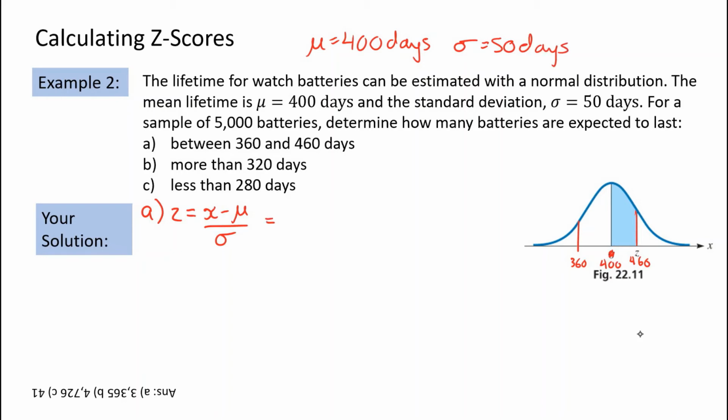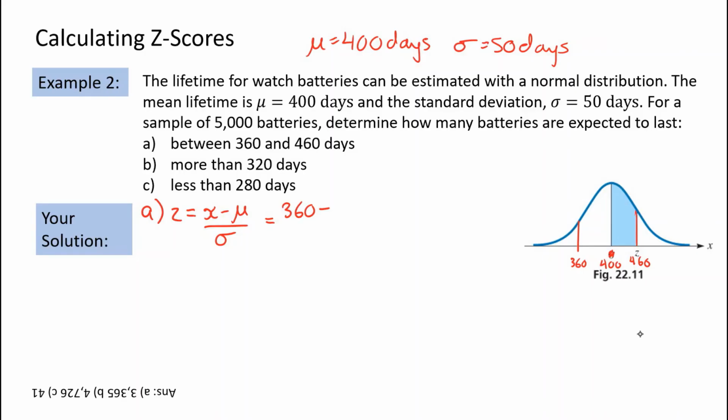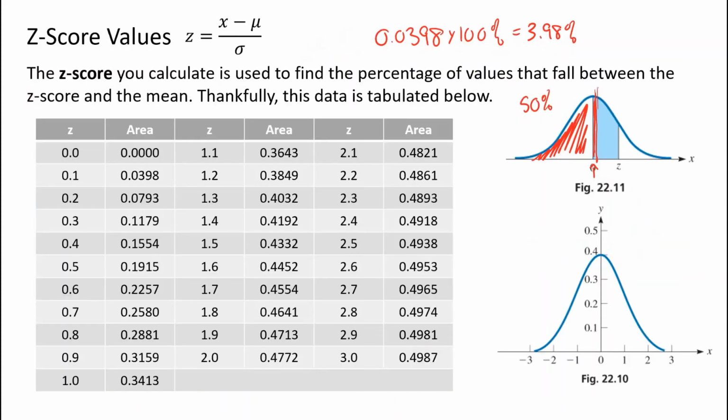So for 360 days, we have 360 minus our mean, which is 400, divided by our standard deviation, which is 50, which gives us negative 0.8. And for our second option, we have 460 minus 400 divided by 50, which gives us 1.2. So going back to this chart here, we have 0.8 and 1.2. So 0.8 is 0.2881, and 1.2 is 0.3849.